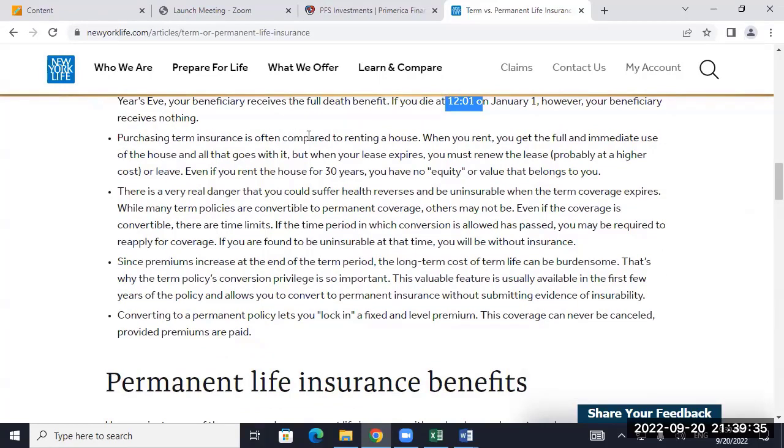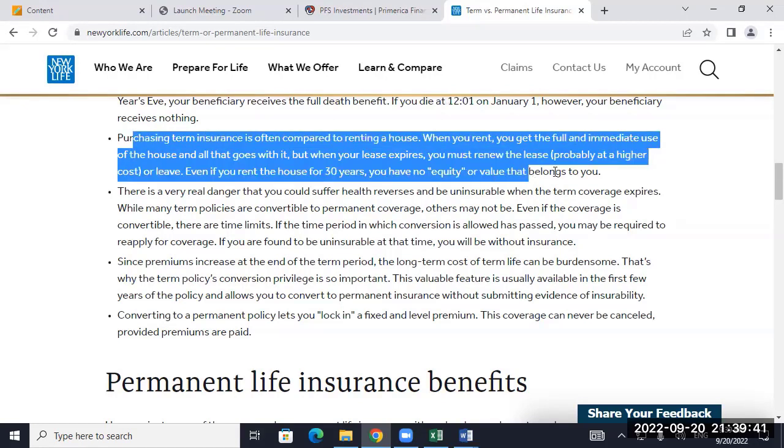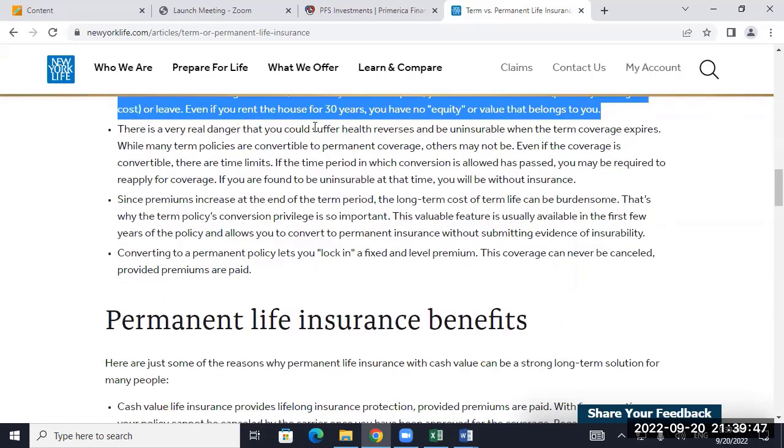Purchasing term insurance is often compared to renting a house. When you rent, you get the full and immediate use of the house. I don't like that argument. Does that really seem true to you? That's a stretch to me. There's a very real danger that you could sever help.